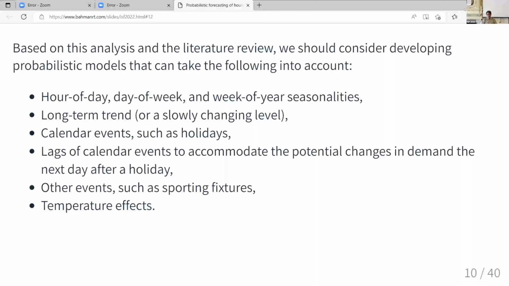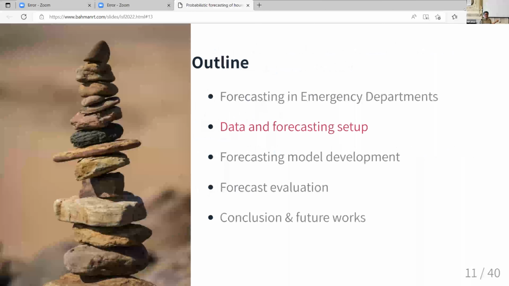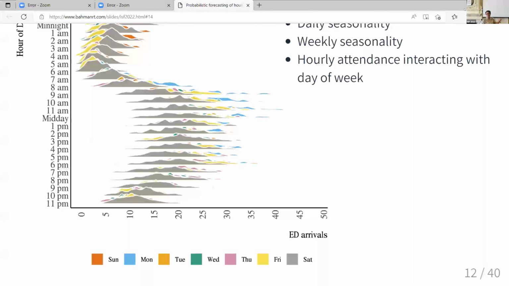So our objective, based on the limitations in the literature and the data as well, is to develop a probabilistic forecasting model that takes into account these important factors. And why these factors? Because we have data, and the data inform what's needed. And that's what I'm talking about now.